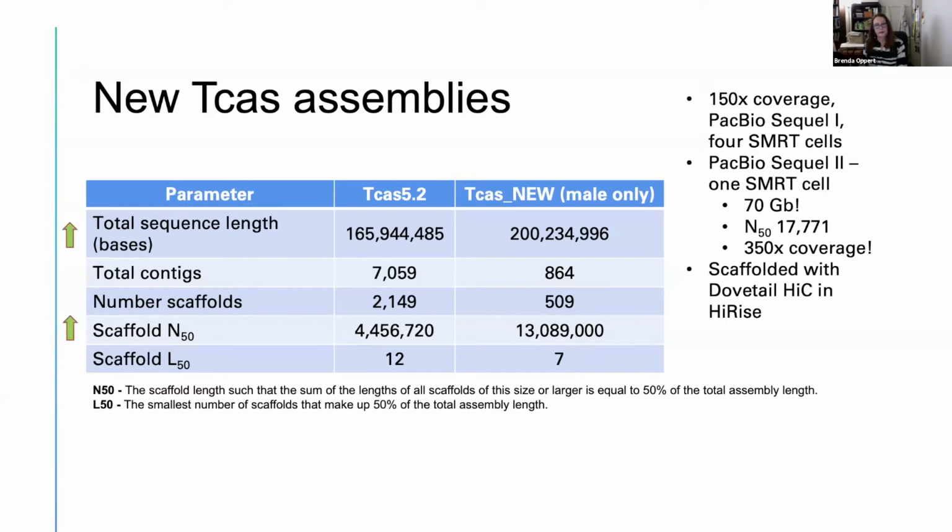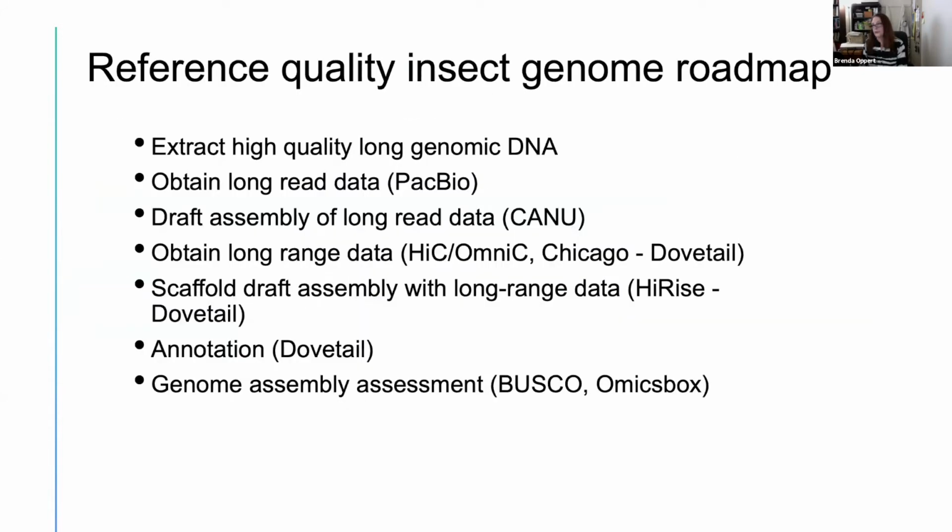And the new assembly is shown on the right, and we were able to get a complete assembly. This is a 200 million base pair genome, and the scaffold N50 was increased, and as expected, the number of contigs and number of scaffolds and the scaffold L50 was decreased. So that just gives you an idea about how organisms that have been previously sequenced can benefit from this approach.